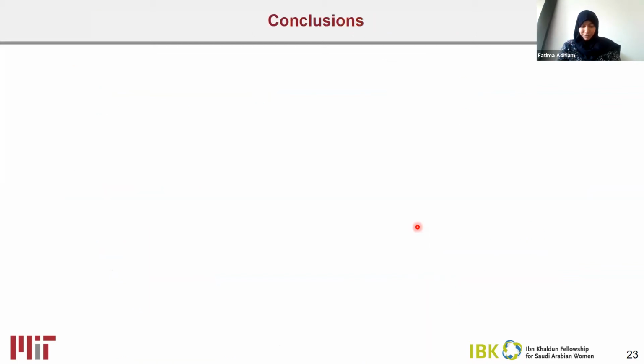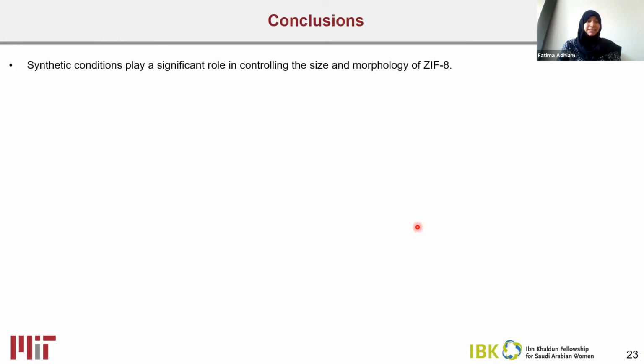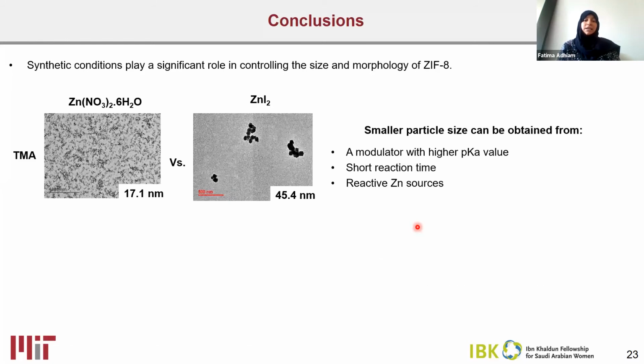So in this case, I would like to conclude this part of the presentation by saying that synthetic conditions play a significant role in controlling the size and morphology of ZIF-8 material. And in order to obtain smaller particle size and enhance the gas separation, you can use a modulator with a higher pKa value, shorter reaction time, and a more reactive zinc source.